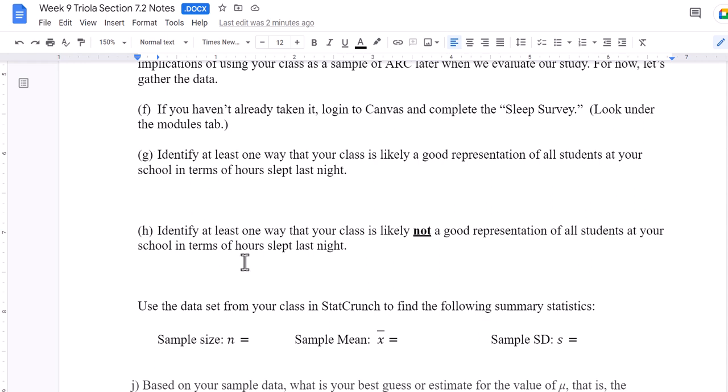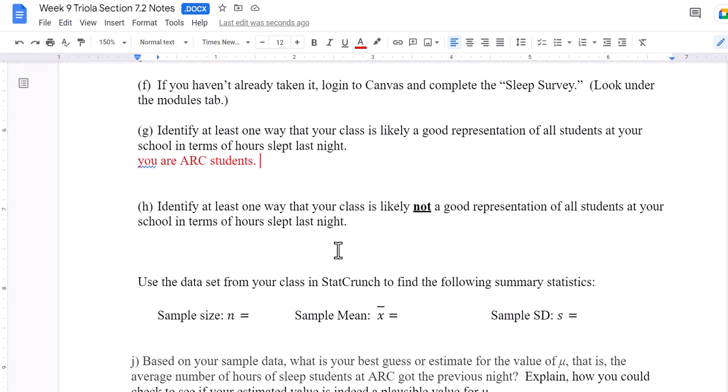Identify at least one way that your class is likely a good representation of all students at ARC in terms of hours slept last night. Well, I already mentioned one of the reasons that you are a nice convenient sample is, well, you are ARC students. So you are part of the population. So that one works. Any other reasons? I'll look forward to seeing your notes and see what other reasons you put in there. And I'll try to then put some of those reasons back in this notes.